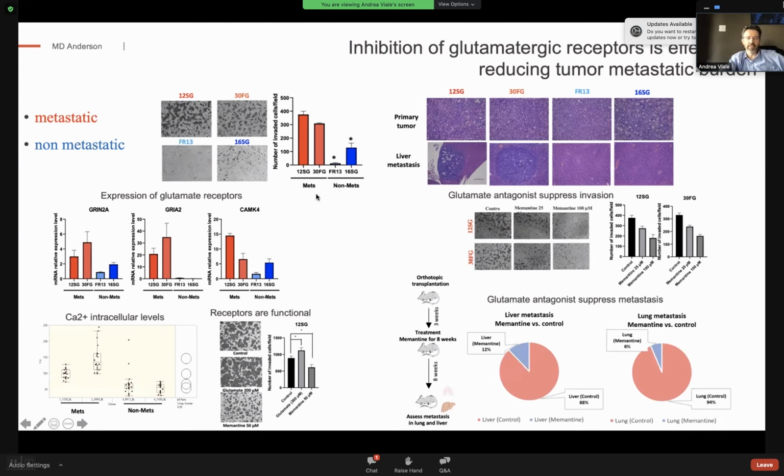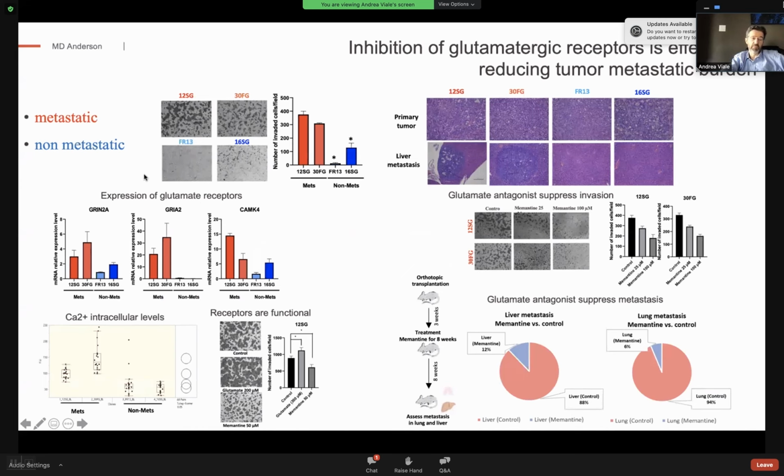So we validated, first of all, the phenotype of the clones. You can clearly see that the metastatic clones invade more in vitro, and when transplanted in vivo, they were able to sustain tumor growth, and specifically the metastatic clones were those that were able to colonize the liver. We validated the expression of glutamate receptor on these clones, and we demonstrated that the intracellular calcium level in the metastatic clones was higher at baseline with respect to non-metastatic.